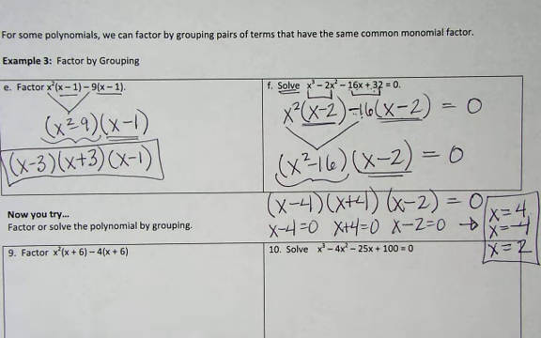Again, take some time now to review letter E and letter F if you need to, and then work on numbers 9 through 12 and see how far you can get for tomorrow's class. 2 of them have you solving for x, the other 2 are just simple factoring.